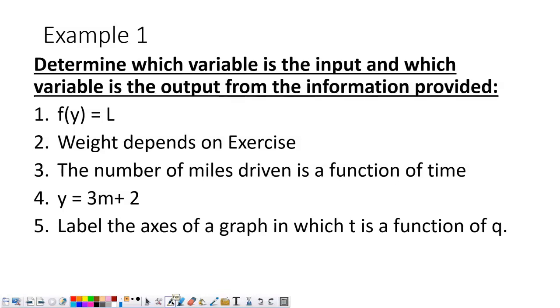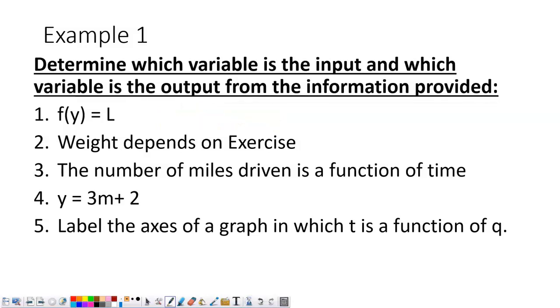All right, so in this problem for number 1, this is the symbolic representation. And when you have the symbolic representation, the letter that's in the parentheses, in this case y, is the input variable. The letter that is all by itself is the output. Or you could also say f of y. It could be L or f of y is the output. Okay, let's go ahead and take a look at the next one here.